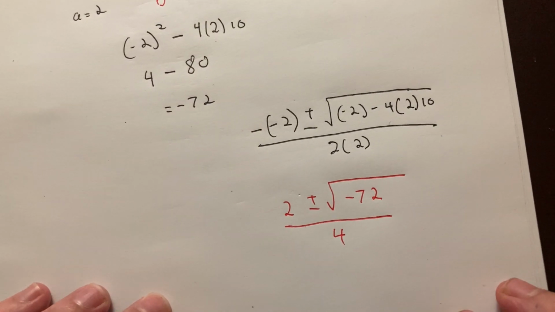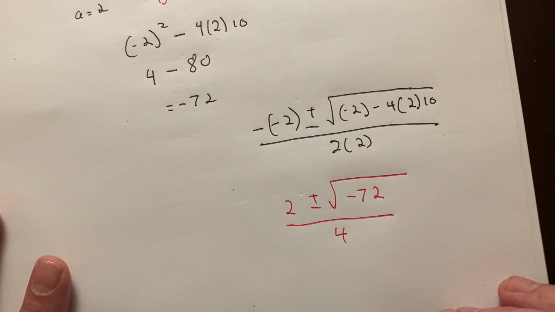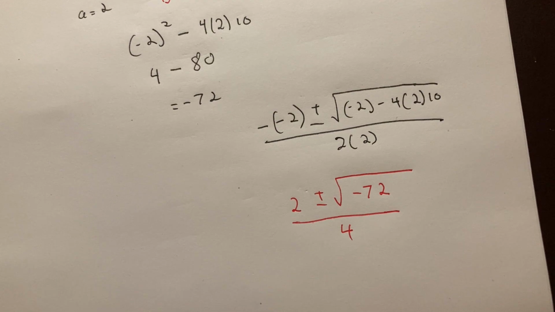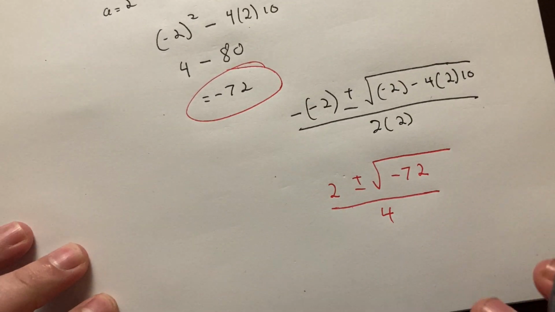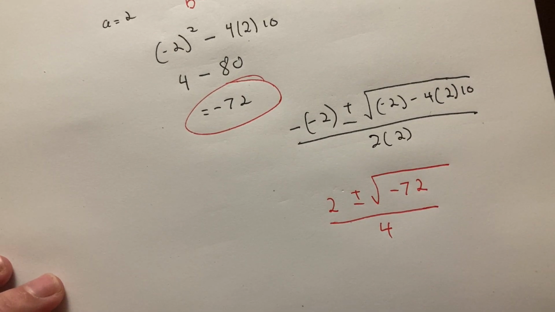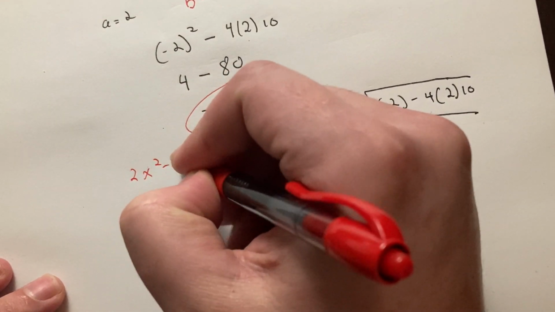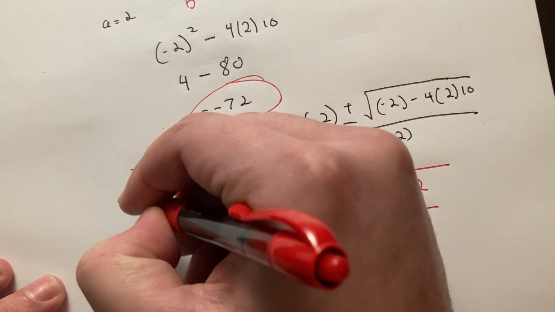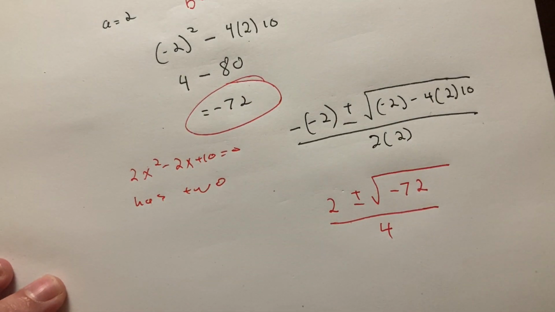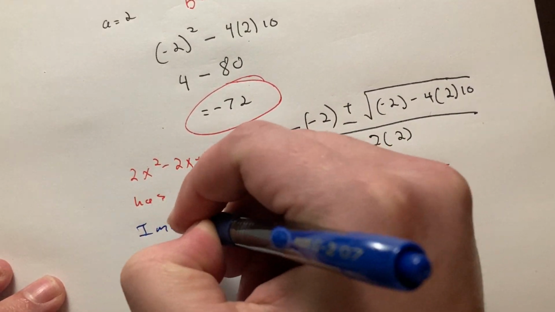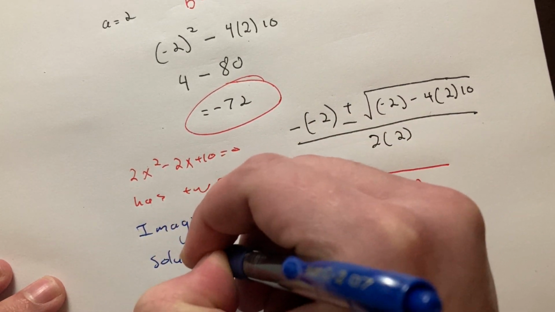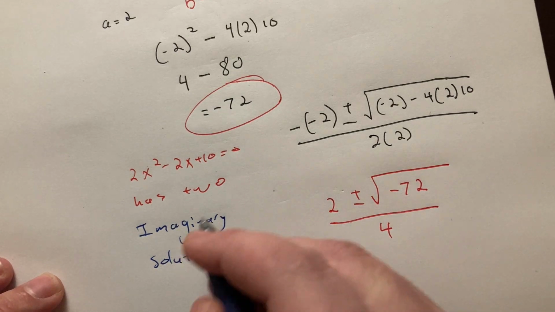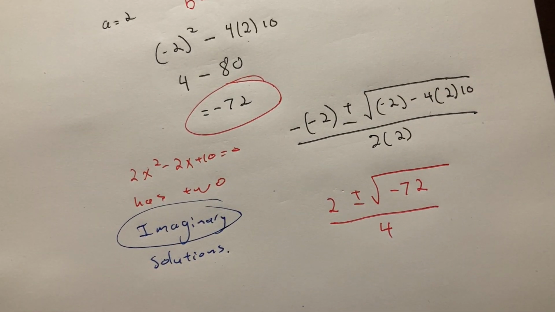Now, an imaginary number is something related to i, which is a whole separate issue. For the purpose of this video, if your discriminant, which is just b squared minus 4ac, is negative, what you need to know is that 2x squared minus 2x plus 10 equals 0 has two imaginary solutions. And that's it. So let's just revise.